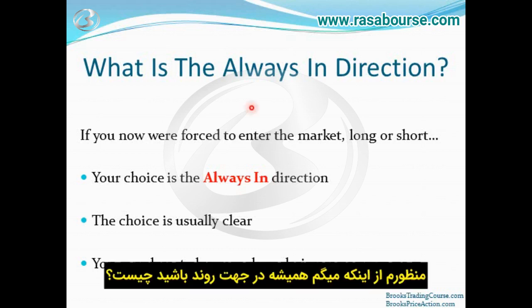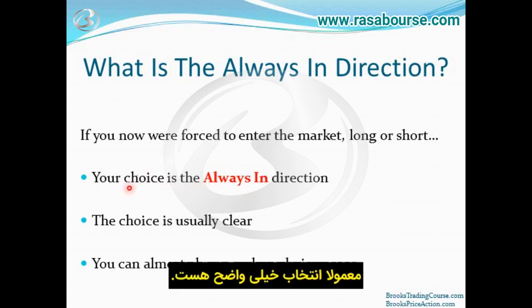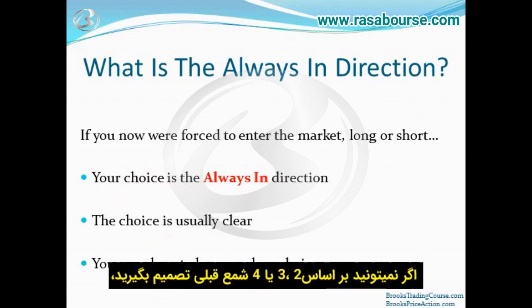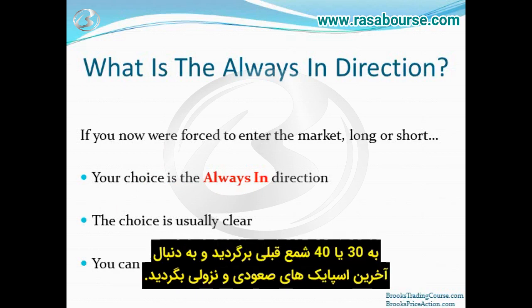What's the always in direction? If you are forced to enter the market this minute, either long or short, whatever choice you make, it's the always in direction. Usually the choice is pretty clear, and you can almost always make a choice. If you can't, based on the past 2 or 3 or 4 bars, go back 20 or 30 bars and look for the most recent spike up or down.